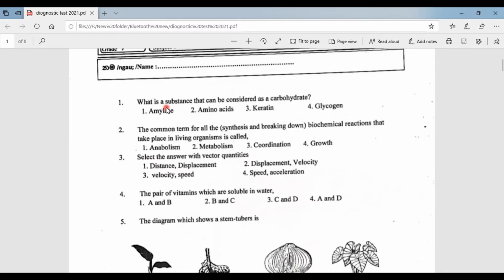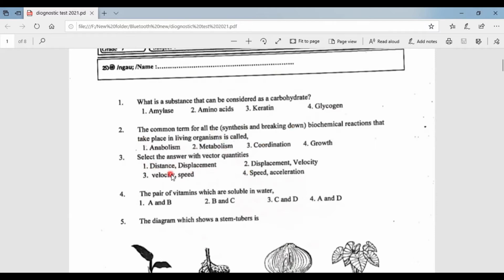First question, what is the substance that can be considered as a carbohydrate? Amylase is a type of enzyme and it is a protein. Amino acids are the structural unit of the protein. Keratin is a type of protein that the hair is made up of. Glycogen is a polysaccharide, so it is a carbohydrate. Answer number 4. The common term for all the biochemical reactions, synthesis and breaking down reactions together, is named metabolism.